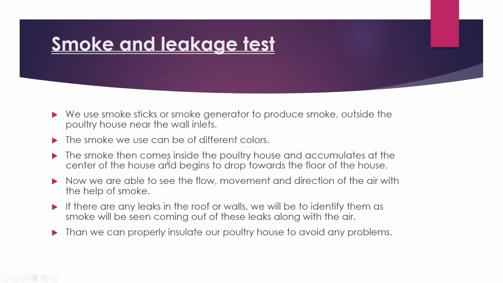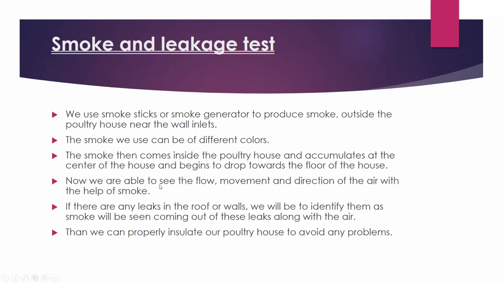The smoke then comes inside the poultry house through the wall inlets and accumulates at the center of the house. It starts to accumulate in the center, and then it will slowly drop towards the floor of the house. This is a very important step to note: the smoke must fall towards the floor of the house from the top, from the center. This tells us that the negative pressure that we have maintained is right, the fans are working properly and there are no leaks.